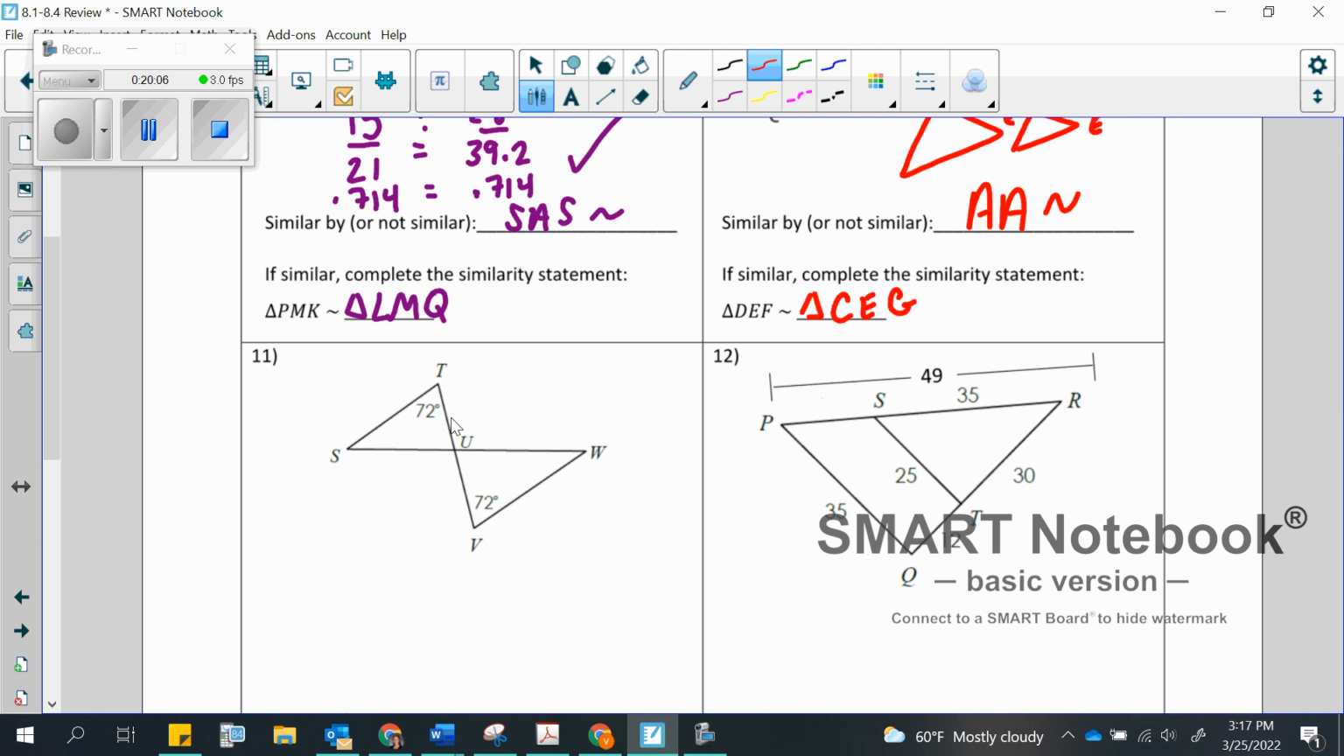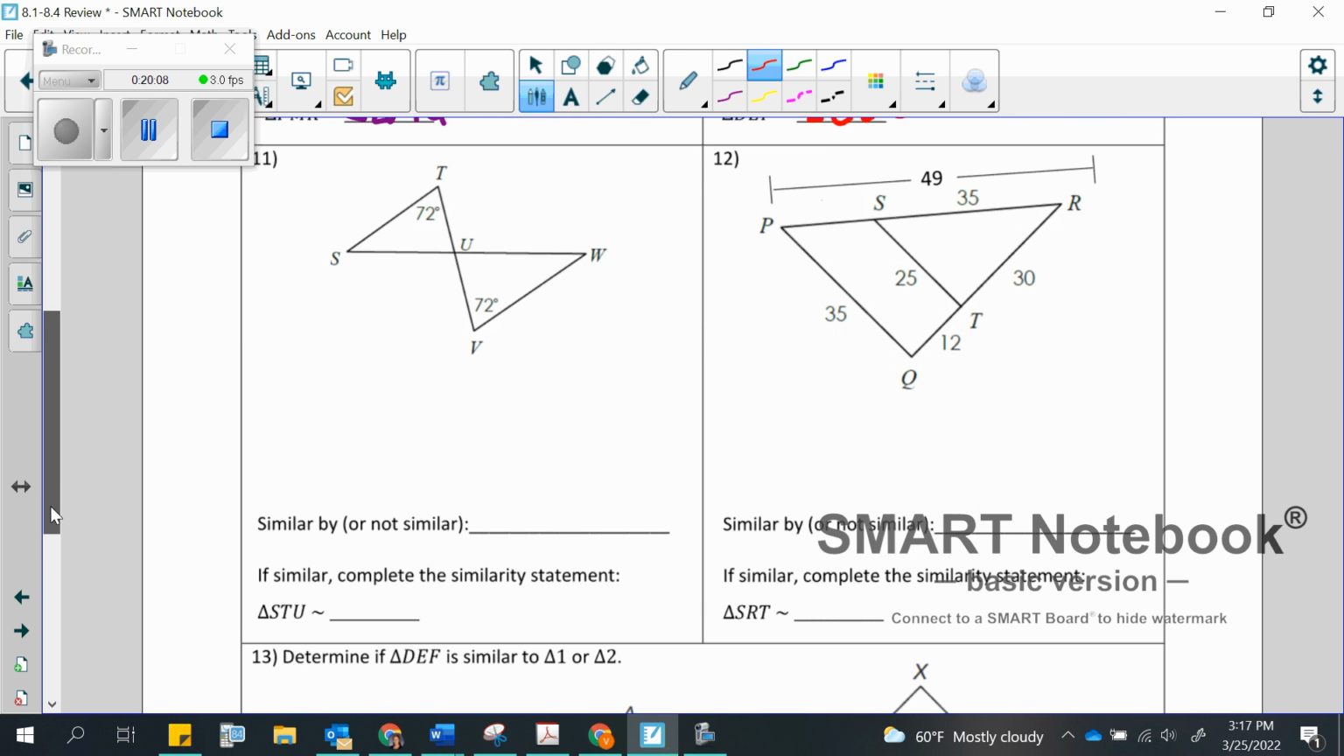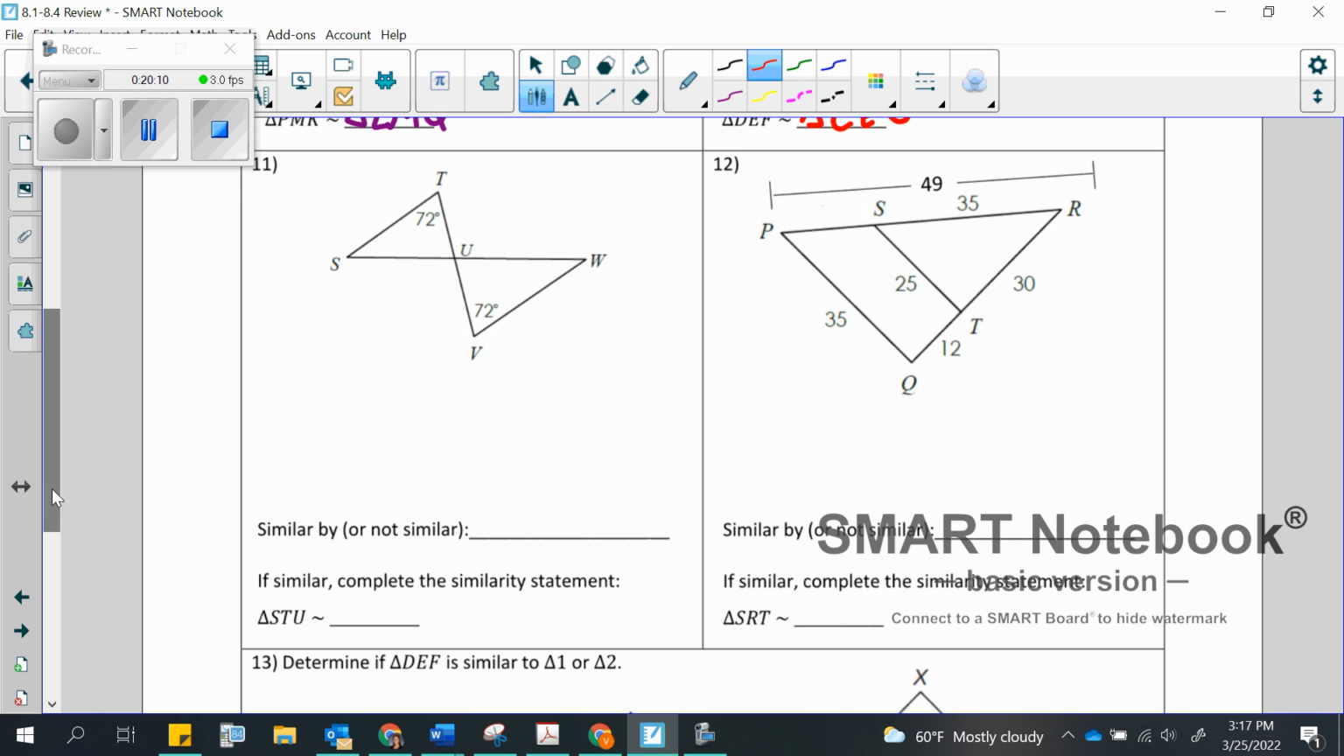Okay, and let's get to 11 and 12 before we move on to a little bit something different. So for 11, first off, we're going to see any other angles congruent. We know we have one set, here's another one. Vertical angles, so therefore these triangles are similar by angle-angle similarity.